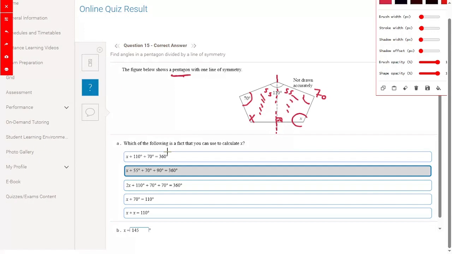Now here it is saying, which of the following is a fact that you can use to calculate x. To calculate x is very simple.